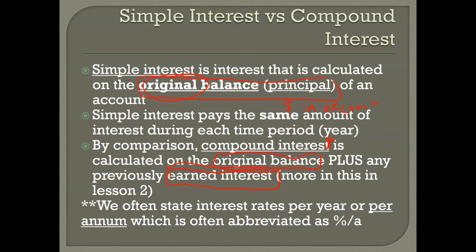Okay, and now one more thing about notation. You're going to see a couple of examples where we state interest rates. We normally state them per year, and in Latin we say per annum, because annum is Latin for a year. To shorten that, we don't want to write it over and over again, so it's abbreviated a lot of times as percent per A, okay? If you ever see that, it just means the interest rate for the whole year.